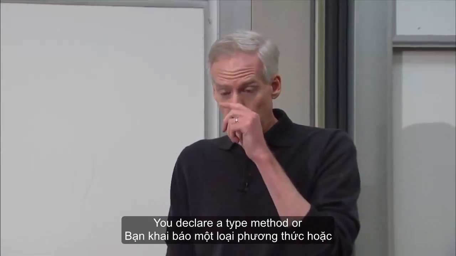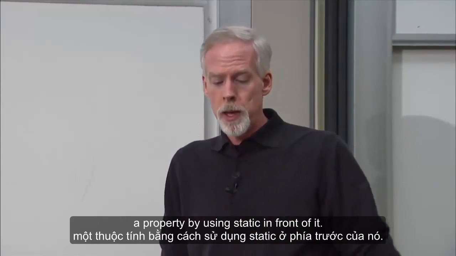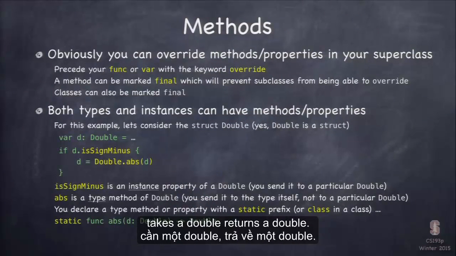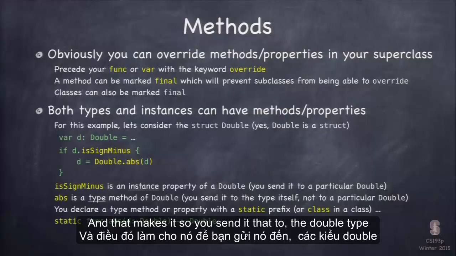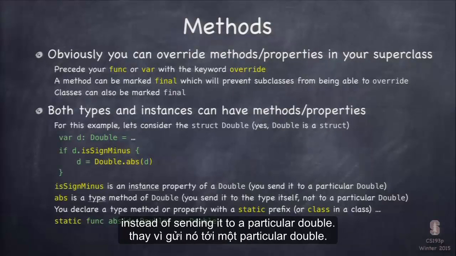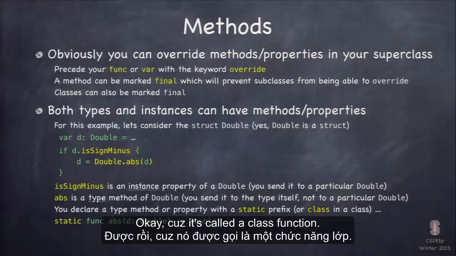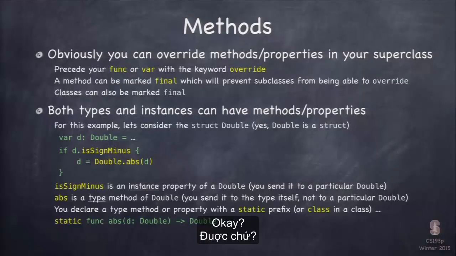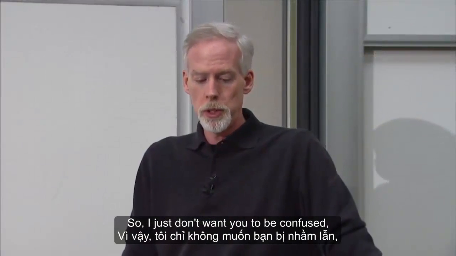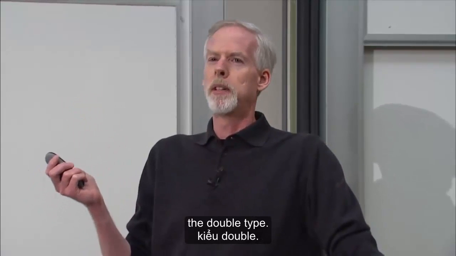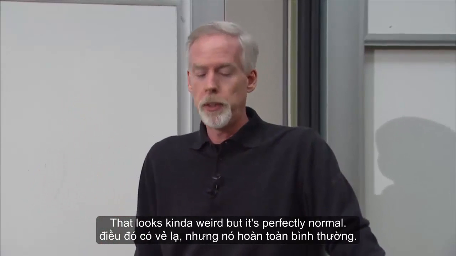You declare a type method or property by using static in front of it. So like abs, there would be static func abs that takes a double and returns a double. And that makes it so that you send it to the Double type instead of sending it to a particular double. In a class, you use the word class, not static, okay, because it's called a class function. I just don't want you to be confused when you start seeing methods like abs that are sent to the Double type. That looks kind of weird, but it's perfectly normal.